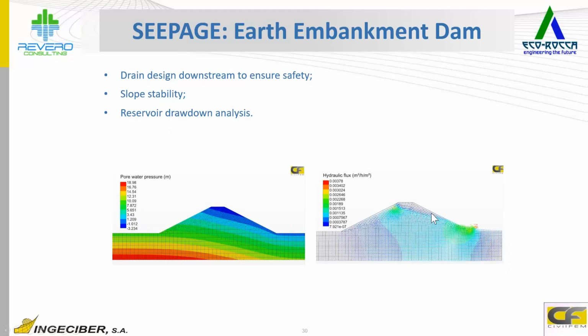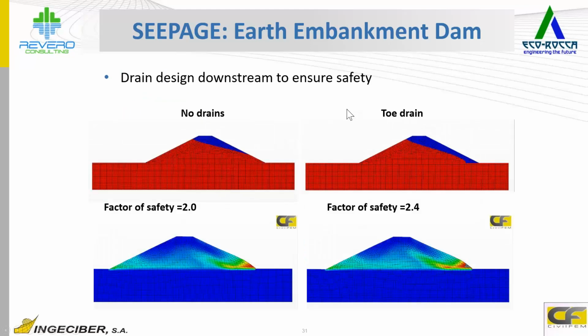We can run a slope stability analysis and also a reservoir drawdown analysis, and design the drain downstream to ensure safety. We can have a number of safety factors in various scenarios, so we can determine exactly what the safety factor is in various load cases.